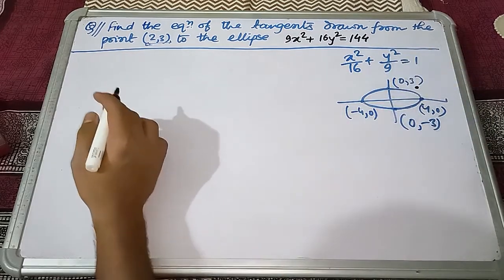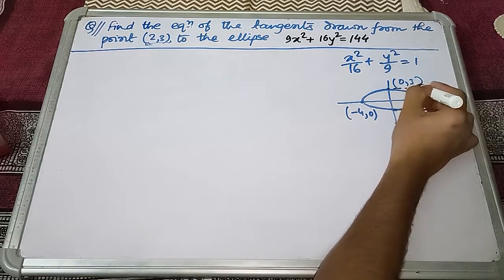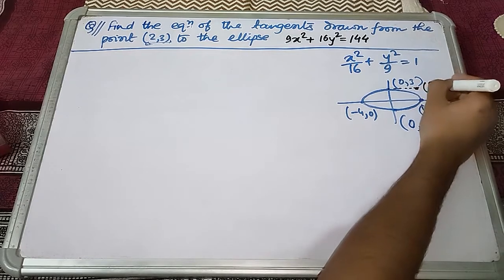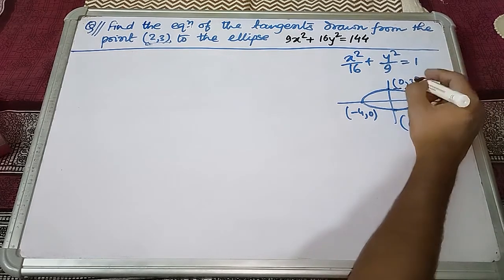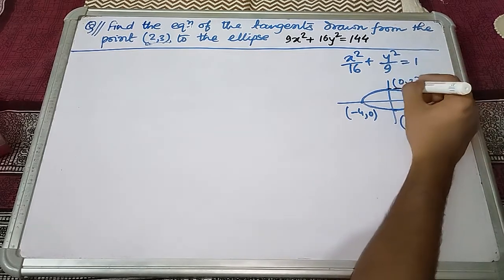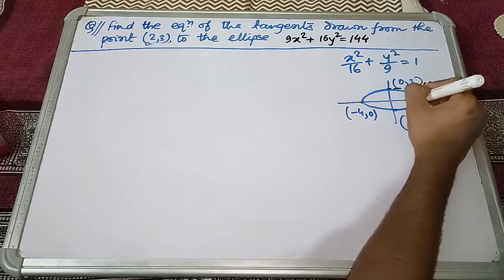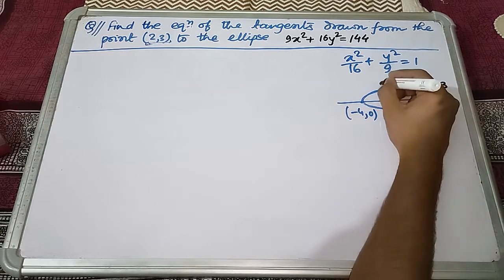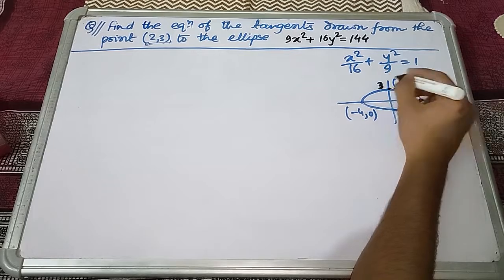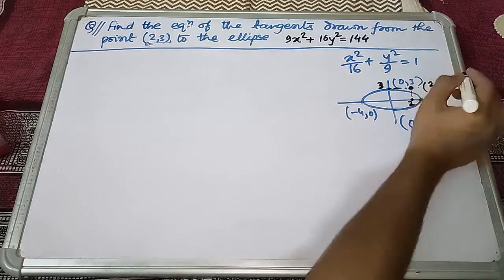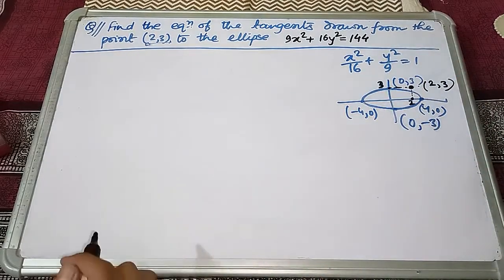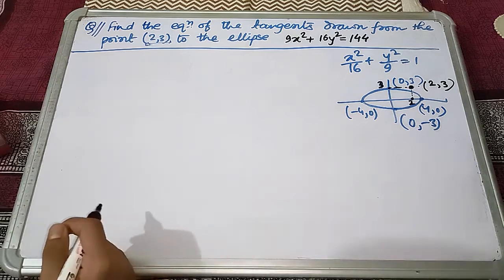And what is the point actually? It is 2, 3. So, this level will be same, 2, 3. Maybe somewhere here inside, because this is 4. So, suppose this is your 2 and this is your 3. Okay. So, this is your point 2, 3. Just for a rough idea. Okay. Now, let us solve the question.